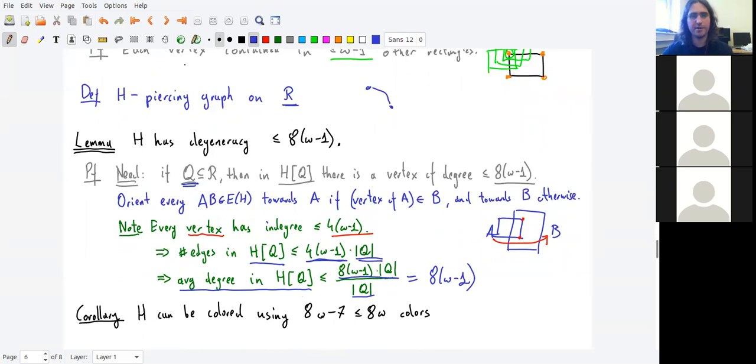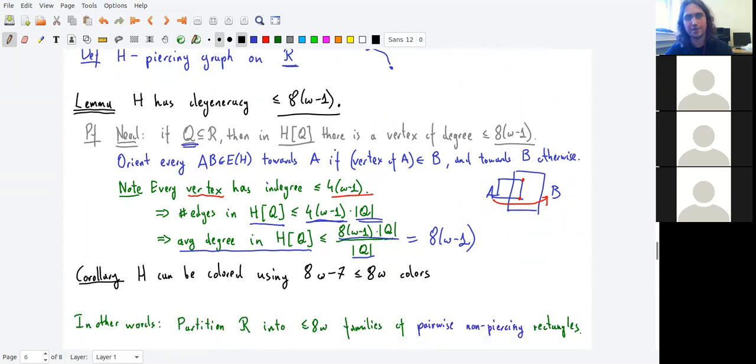Good. So now our graph has degeneracy 8 omega minus 1, and maybe you recall from the planar graphs case that the degeneracy is really good for coloring the graph. That means that the chromatic number of a graph is bounded by the degeneracy of your graph plus 1. And the argument for this is as follows. Take the whole graph and order it in the following way. It has a vertex of degree at most 8 omega minus 1. Put it at the end of the order and remove it from your graph. Again, this subgraph has a vertex of degree 8 omega minus 1, so put it here, and so on and so on.